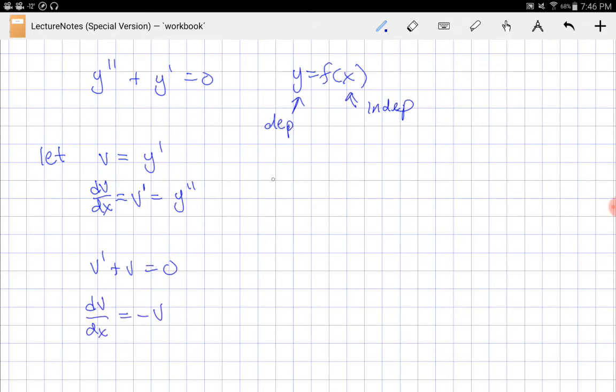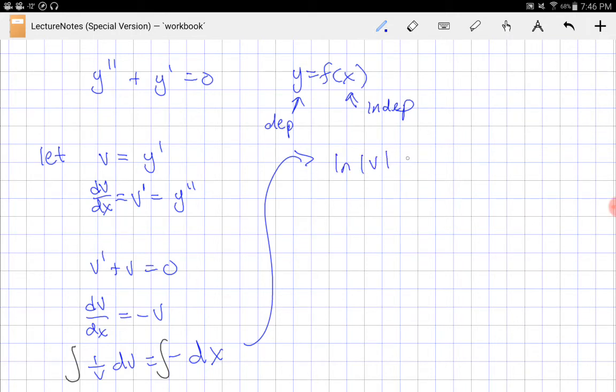And so I'm going to rewrite this as dv/dx equals negative v. And then from here, we have 1 over v dv equals negative dx. From this point, we take the integral on both sides, and we get ln v equals negative x plus c.